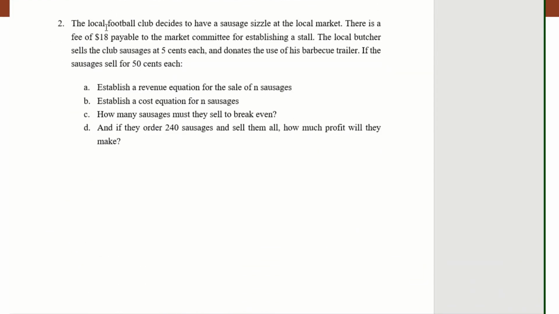This one, they've given you an $18 payable fee. That is your fixed cost. The local butcher sells it for 0.05 cents. That is your cost. So your revenue equation is, you are selling it for this much. So R will be equal to 0.5N. Your cost will be C equals 0.05N plus 18. How many must they sell to break even? Equate both the equations and find N. If they order 240 sausages and sell them all, how much profit will they make?